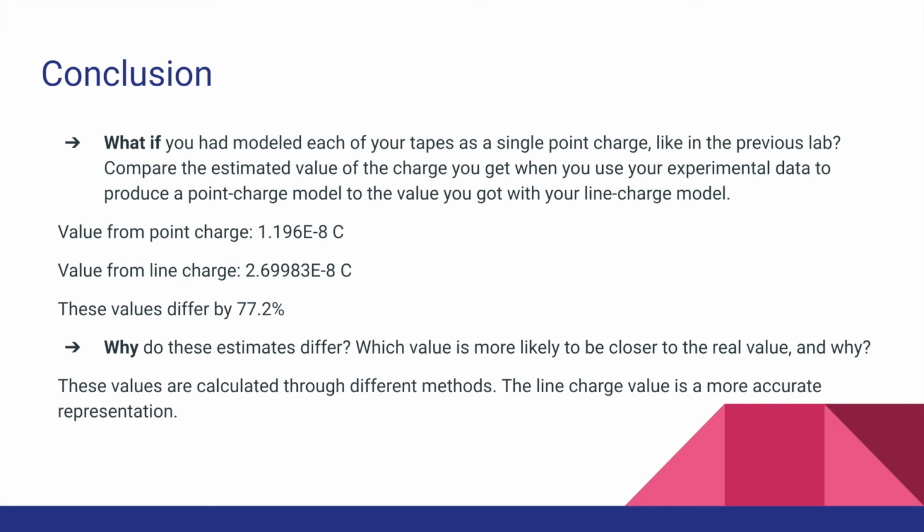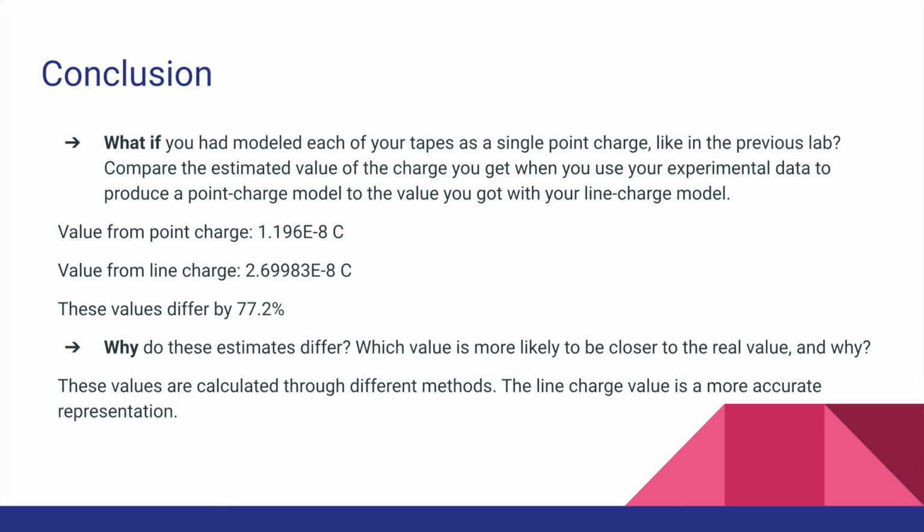In conclusion, we can think about two questions. First, what if we modeled each of the tapes as a single point charge like in the previous lab? The value when we model it as a single point charge is 1.196 e to the negative 8 coulombs, which I showed the calculation for before, and the value for the line charge is 2.699 times 10 to the negative 8 coulombs, which we found by trial and error in the GlowScript model to make the net electric force equal but opposite to the gravitational force. These values differ by 77.2%.